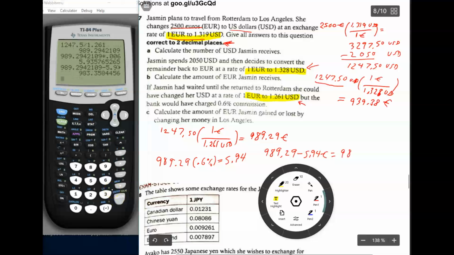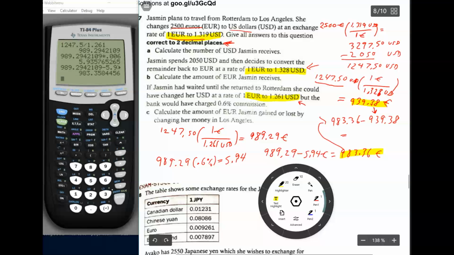So 983.36 euros. And I'm going to compare this with this, which is what I got in Los Angeles. And I would have gotten more. So she lost money, didn't she? The amount that she lost is 983.36 minus 939.38.